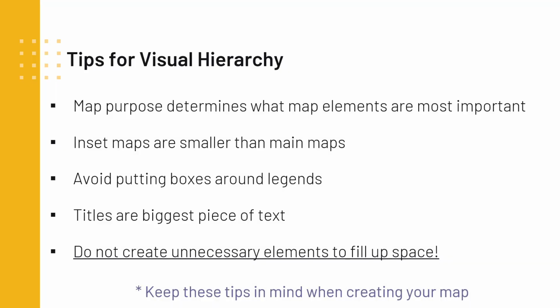So some tips for visual hierarchy. The map purpose determines what elements are most important. The inset map should be smaller than the main map because they're not as important. You're going to avoid putting boxes around legends if you can, because this will draw extra attention to the legend, which it shouldn't be required. Titles should be the biggest piece of text on your page. And do not create unnecessary elements to fill up the space. Actually, people's eyes enjoy that extra white space or blank space between. So try to keep these things in mind while you're making your map.